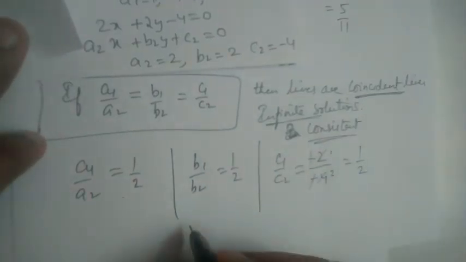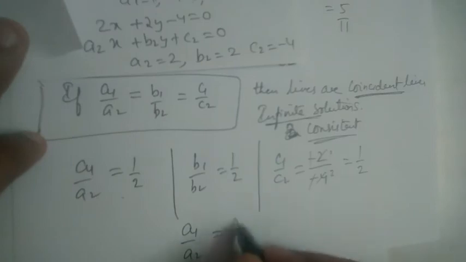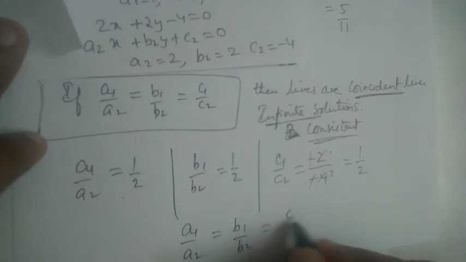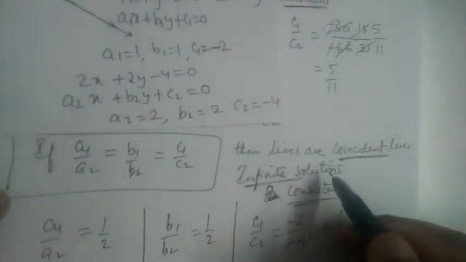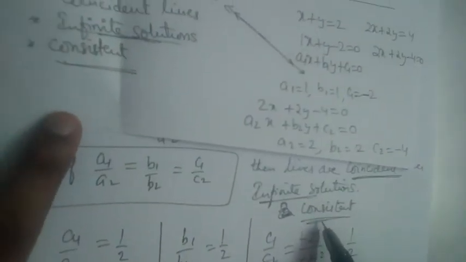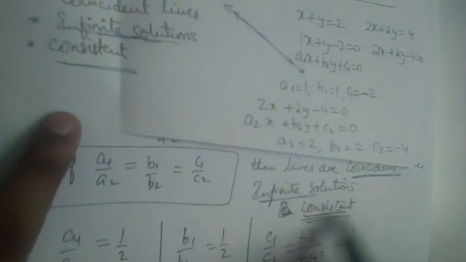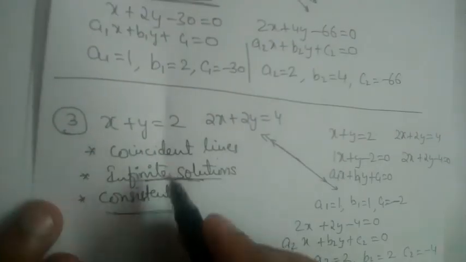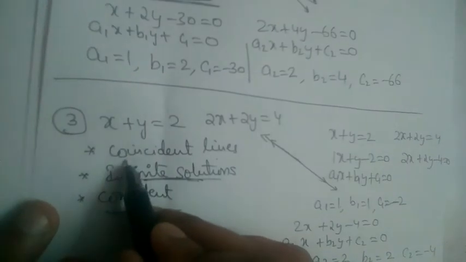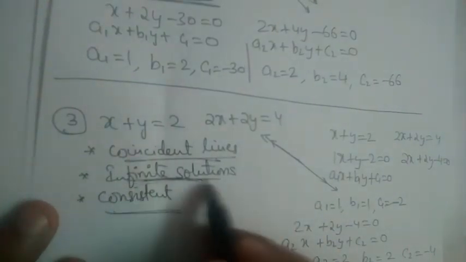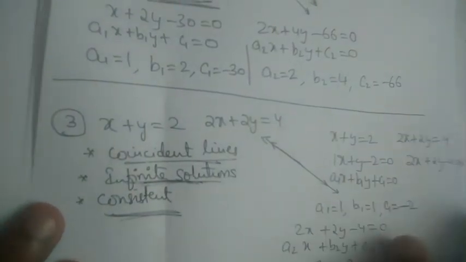So all three ratios are equal. So a1 by a2 is equal to b1 by b2 is equal to c1 by c2. Hence the lines are coincident lines. All right. And how many solutions are there? Infinite solutions. And consistent or inconsistent? Consistent. So that's what we got, right? x plus y is equal to 2, 2x plus 2y is equal to 4: coincident lines, infinite solutions, and consistent.